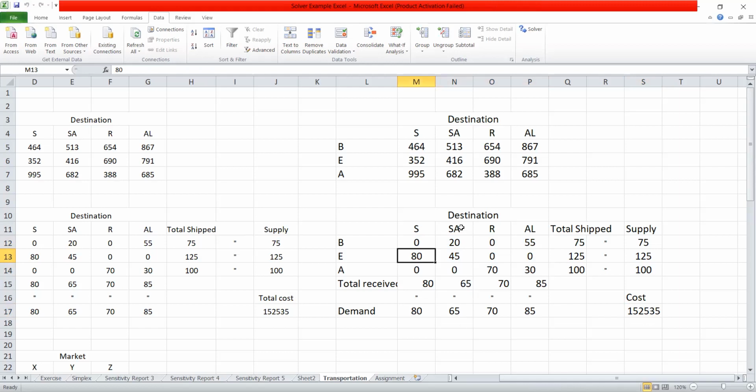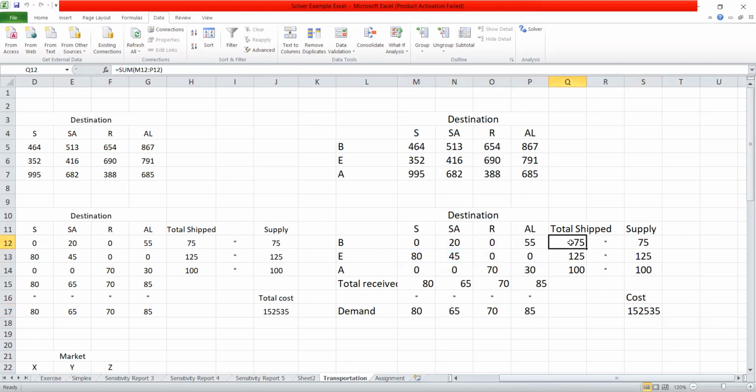For the market demand of SA, which is 65, you can fulfill it by using 20 from factory B and 45 from factory E. To fulfill the demand of market R, you can use factory A, meaning you can fill it directly. And for the last market, AL, it has 85 demand. To fulfill that 85, you can use 55 from factory B and 30 from factory A. By multiplying these numbers with the unit route cost, you get the total cost.